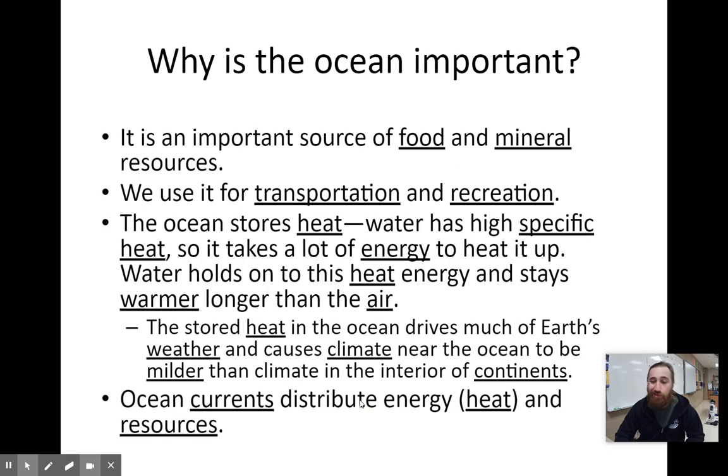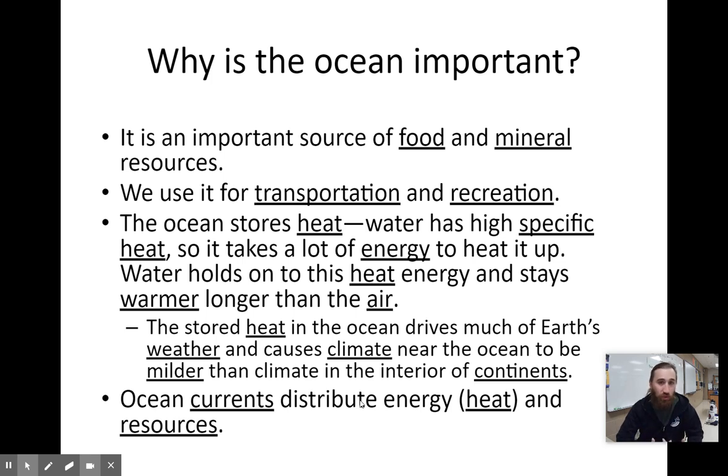Now, there's a couple reasons, guys, why the ocean is super important. So it is an important source of food and mineral resources. There's a lot of different places, guys, that use a lot of food from the ocean. Not so much in Minnesota. We don't eat as much seafood as other countries do, or other areas that are near the coast do, but it is important. Now, there's a lot of minerals that are found in the ocean, and those minerals we can harvest, and then we also still use.